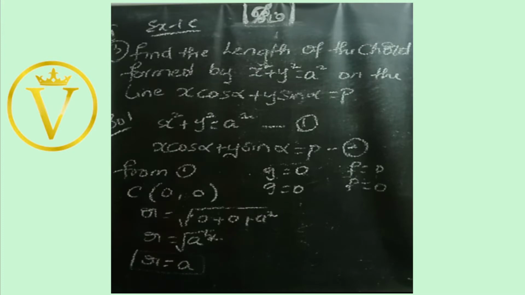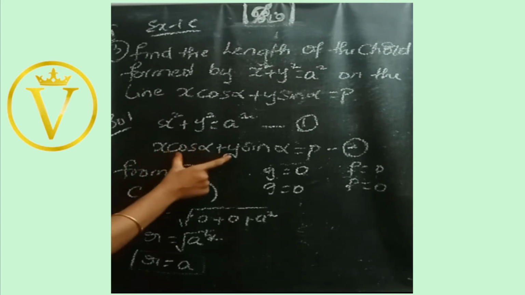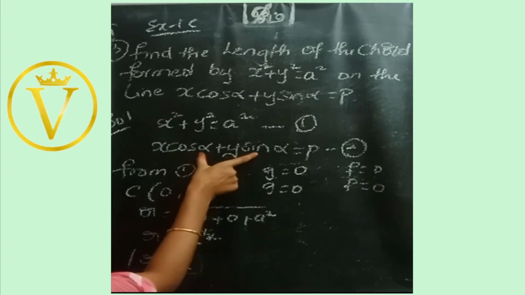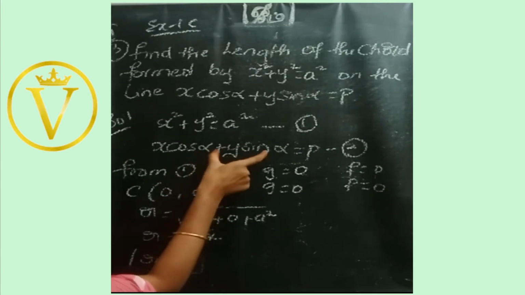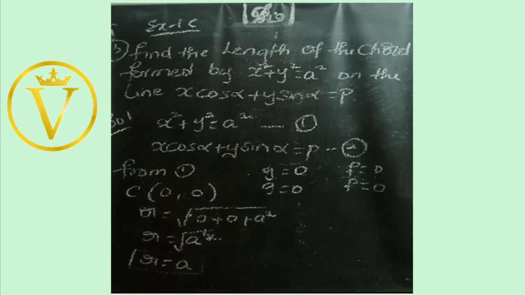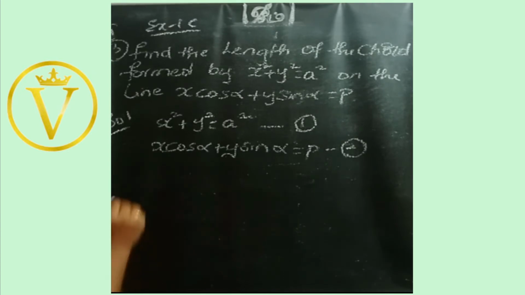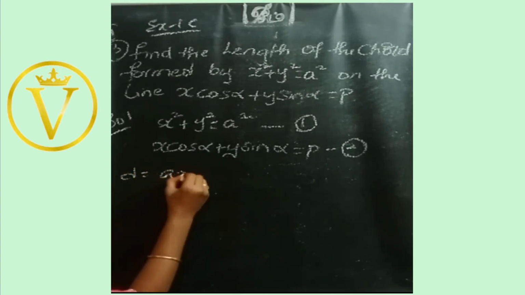Now we'll go for the distance, that means the length of the chord formula. Actually we have to find out the equation 2. From this equation 2 we have to find out the d. Okay, now we'll see here.